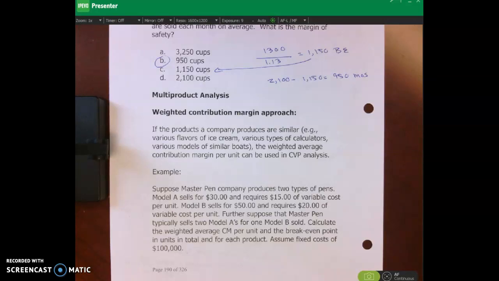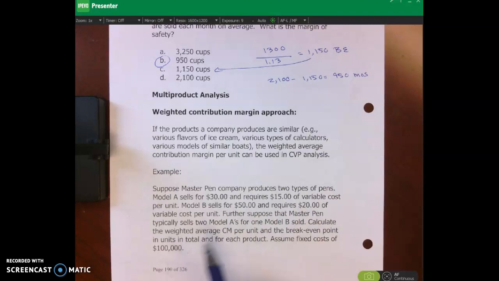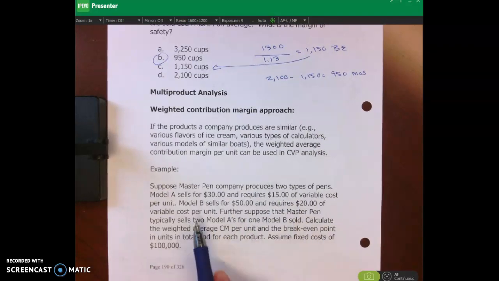Okay? So let's look at an example. Our Master Pen company produces 2 types of pens. A Model A pen sells for $30 and requires $15 of variable cost. So that means the contribution margin is 30 minus 15, so it's 15. Model B sells for $50 and requires $20 of variable cost per unit. So you can see the CM per unit for Model B is going to be 30, the 50 minus the 20.